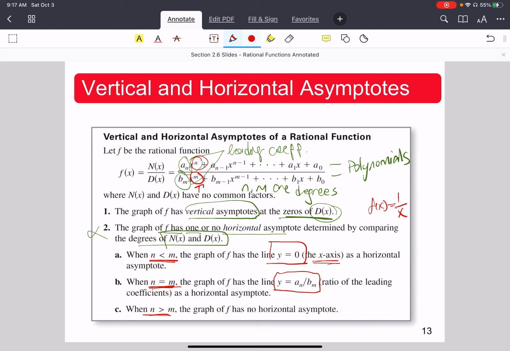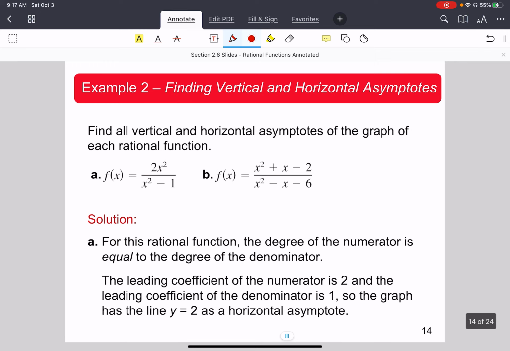Lastly, if the degree of the top is bigger than the degree of the bottom, then there is no horizontal asymptote. So we're going to note that if the degree of the top is bigger than the bottom, no horizontal asymptote. So here are a couple of examples.